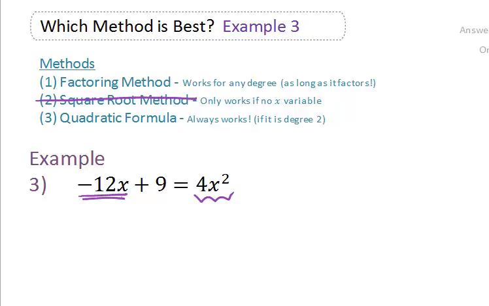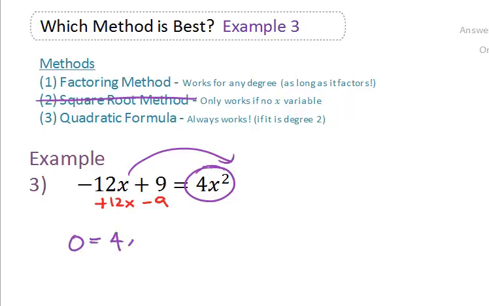In this step, I have to set it equal to 0. I like to keep my leading term, the one with the highest exponent, positive. So I'm going to do that by moving everything else to the right. So I do that by adding 12x to both sides and subtracting 9 from both sides. So it gives me 0 is equal to 4x squared plus 12x minus 9.